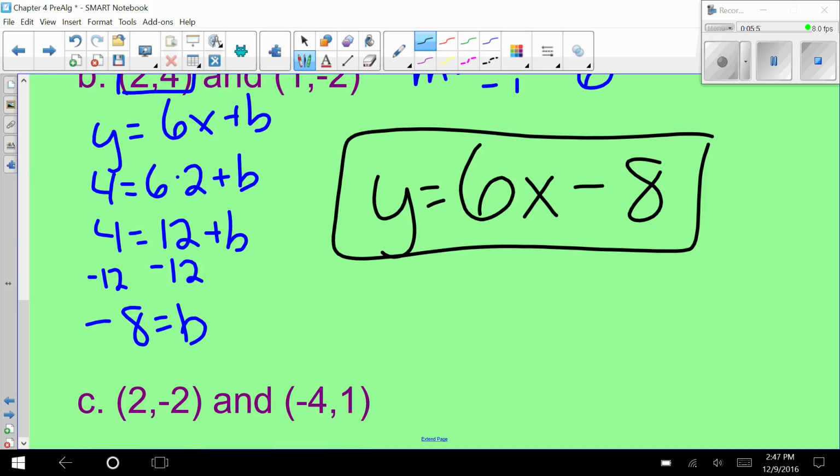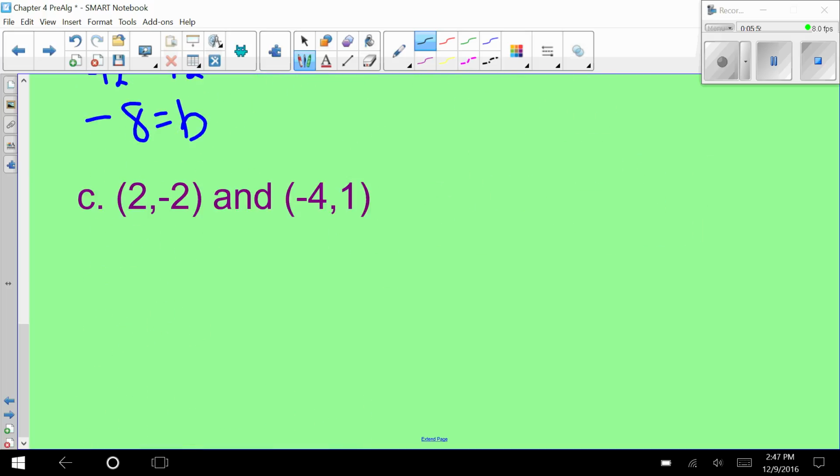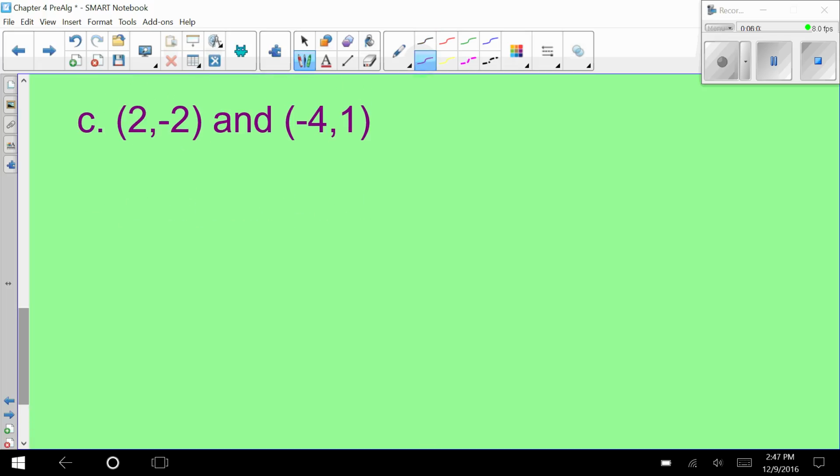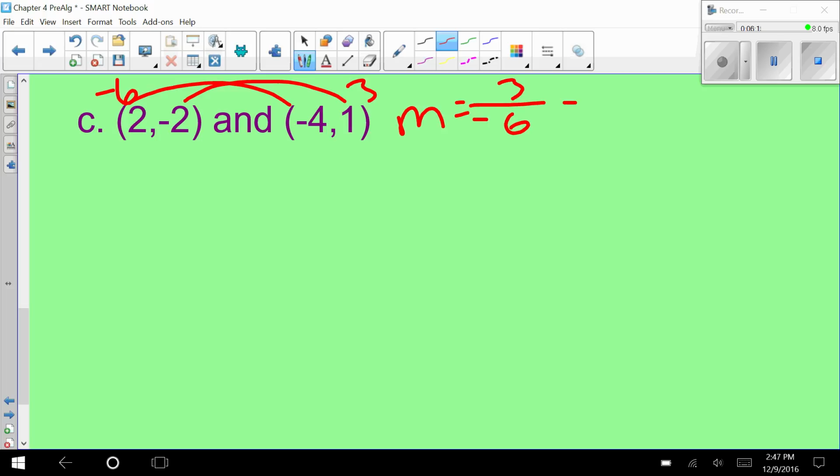All right, and let's look at this last one. 2, negative 2, and 4, 1. Oops, sorry, negative 4, 1. We start by finding our slope. Negative 2 to 1 is a plus 3. 2 to negative 4 is a minus 6. So my slope is 3 over negative 6, which simplifies to negative 1 over 2.